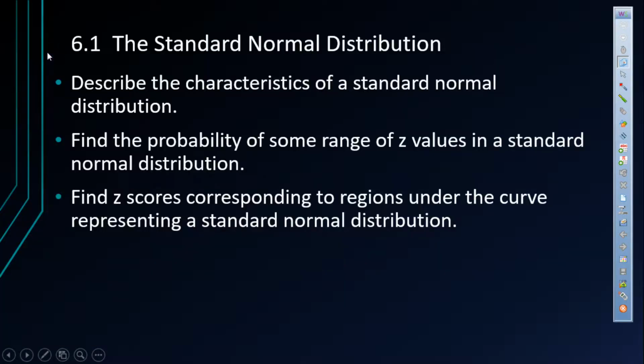Lesson 6.1, the standard normal distribution. Describe the characteristics of a standard normal distribution. Find the probability of some range of z-values in a standard normal distribution, and find the z-scores corresponding to the regions under the curve representing a standard normal distribution. Those are the objectives of Lesson 6.1.